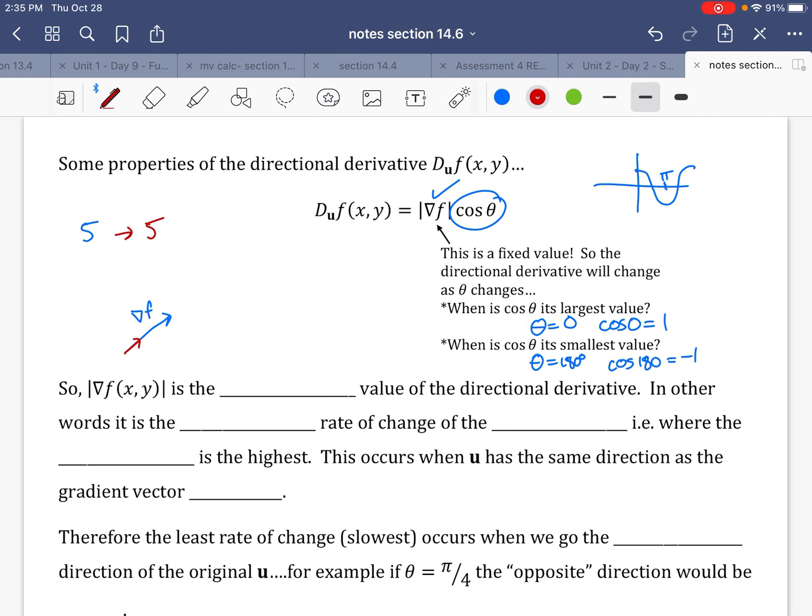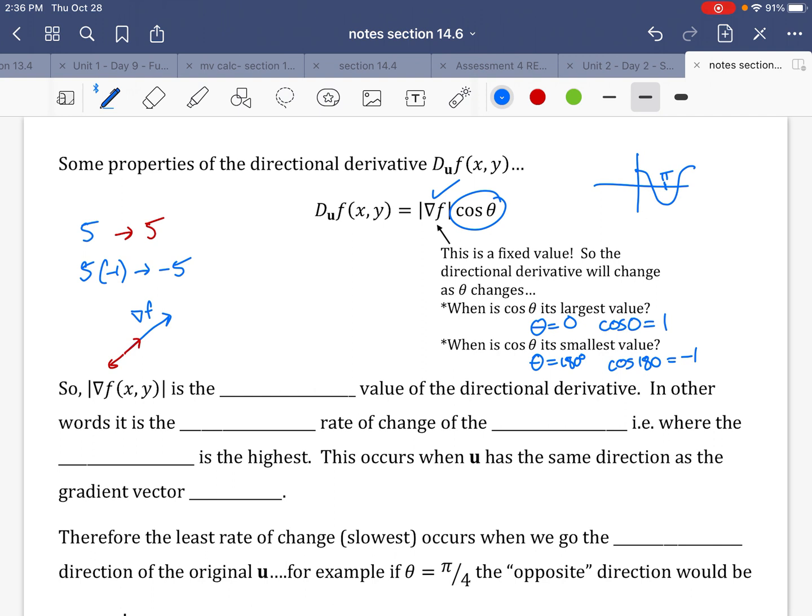Then if you go the opposite way, so if your angle is 180, so if you go away from del f, then you would still have a 5 here, but your cosine would be negative 1 because you're going 180 degrees in the opposite direction. So then your directional derivative would be negative 5, so it would be the smallest, right? So all I'm trying to do is let you see from this formula when the magnitude is the most. When is your derivative the most that it can be and the least that it can be?